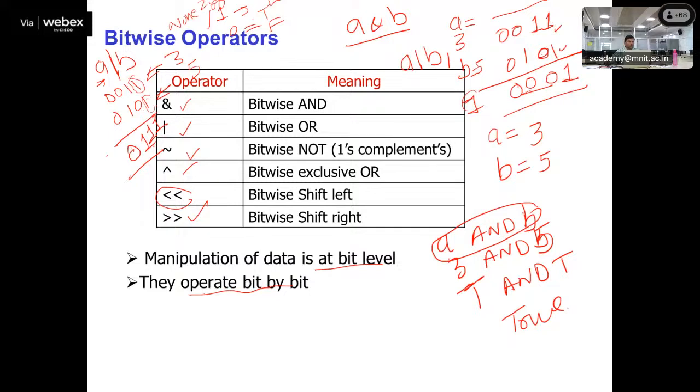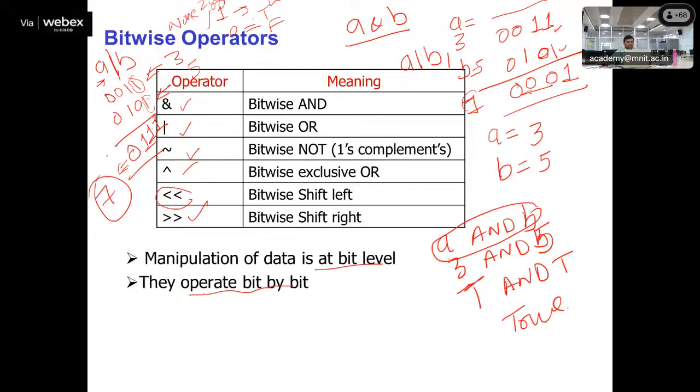So now what are we getting here? 1 1 1. We take this value into decimal format as 1, 2, 4, so 4 plus 2 plus 1 is 7. So this 7 is what is represented.